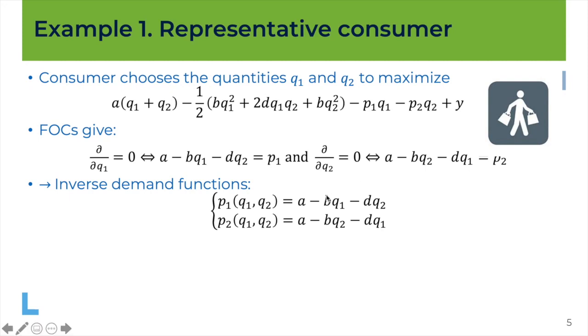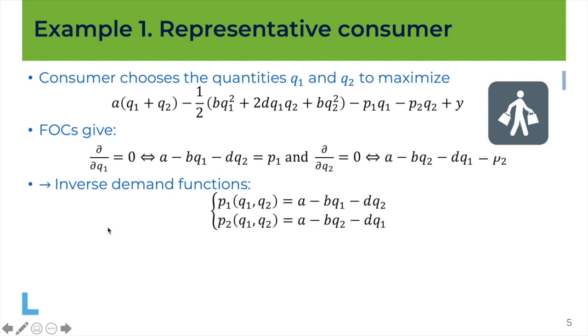Okay, so here I just rewrite this as inverse demand functions. So why are they called inverse demands? Well, usually the demand expresses the quantity demanded as a function of the prices. Here we have the opposite. We've got the prices as a function of the quantities.